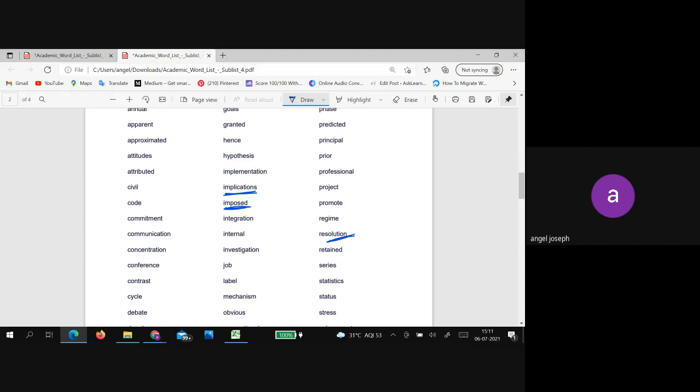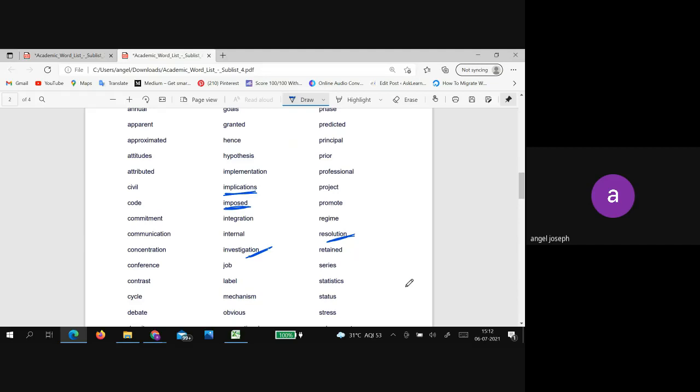So, what is a resolution? Something that we have decided to do. That's a resolution. It is the name for a sense that you must get something done. Great. Conference we have already discussed. Okay, give me a sentence with this word investigation.